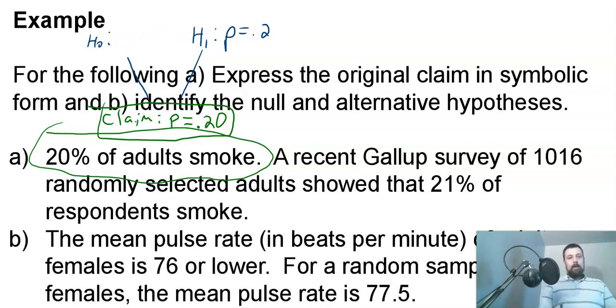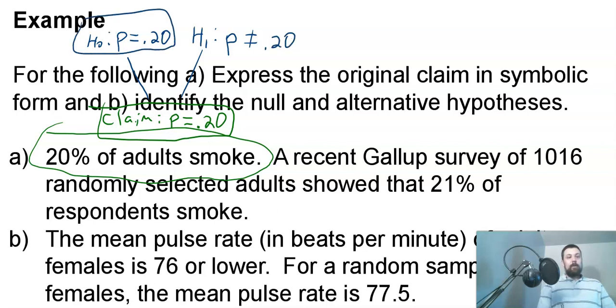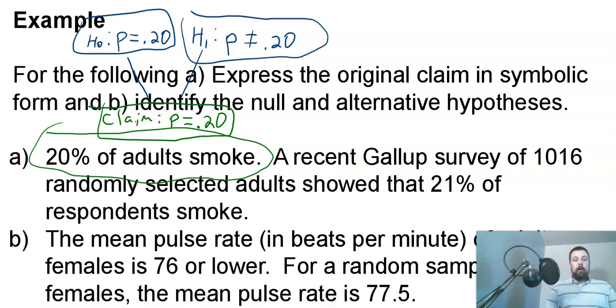All right, so let's undo all that we just did there. If the claim has equality, it becomes the null hypothesis. That's the simplest way to put it. And then the alternative has to be the opposite of the null. The opposite of equals to is not equals to. So this would be the null hypothesis. Sorry, it's supposed to be a 0 there. And this would be the alternative hypothesis. All right, so that's for part A.